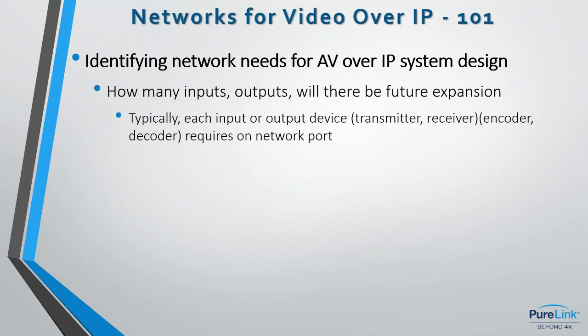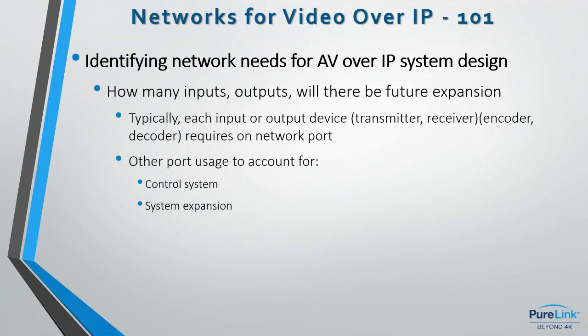All right, so how many inputs and outputs? Future expansion. First of all, because you're using encoders for sources and decoders for displays, you're going to need a port on the network for each one of those. So you're going to have to keep account. And it's simple. How many transmitters, how many receivers, sum it, that's how many ports you need. Other things you need to account for in network ports is a control system. It's highly likely in this age you're using a control system that communicates over the network as opposed to RS-232, so you want to account for that.